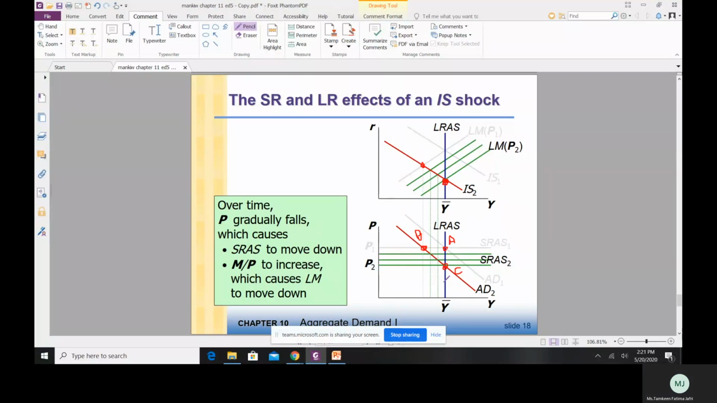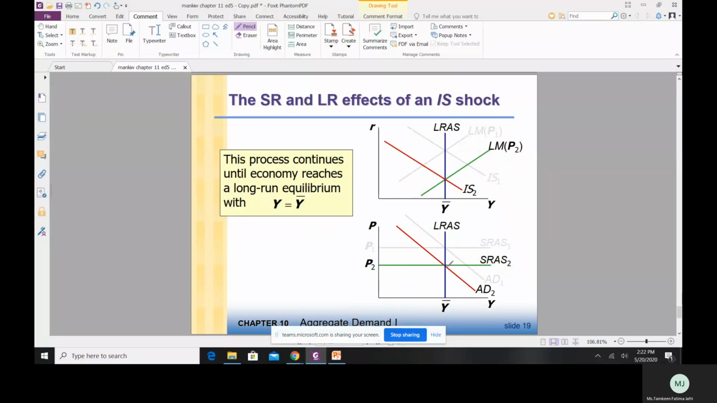So in short, because of this adverse IS shock, interest rates are going to fall in the short run, और लॉन्ग रन में वो मजीद फॉल करेंगे until we are back at Y bar. Prices के हवाले से बात की जाए तो in the short run prices remain sticky, but over time prices are going to gradually adjust downwards until the output level is back at Y bar. Okay. So this is the final picture. So this process continues until the economy reaches the long run equilibrium, which is Y equal to Y bar.